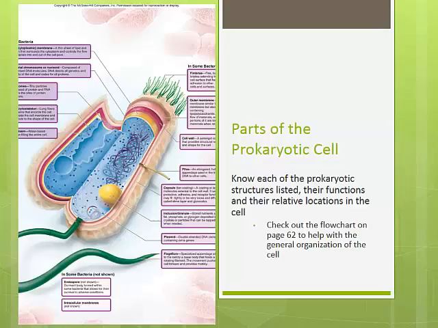So before we start talking about the details of each of the parts of the prokaryotic cell, I wanted to put this figure in here to kind of get you looking at everything you need to know about the prokaryotic cell. So you'll need to know each of the prokaryotic structures listed, their functions, and their relative locations in the cell. And this figure can help you visualize that. Also, check out the flowchart on page 62 to help with the general organization of the cell, about what is where and basically what the little parts do. And again, on the subsequent slides, we'll be talking about what each of these parts does, but this slide can kind of help you organize your studying so you can see all the parts at one time.